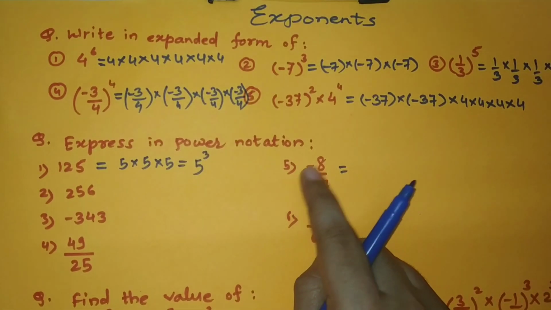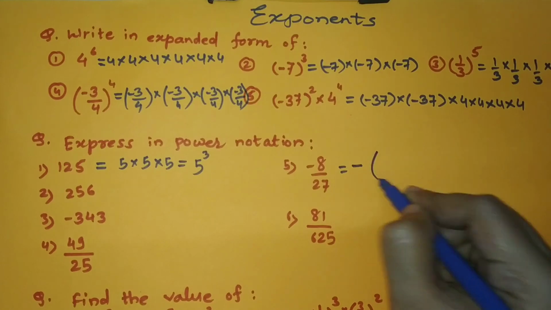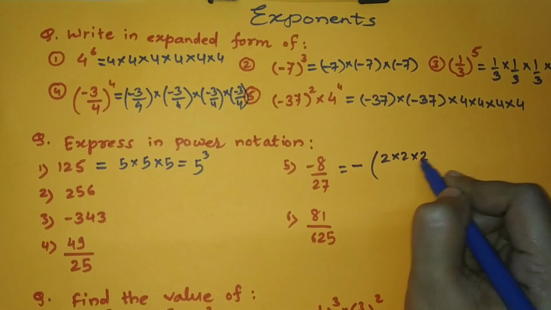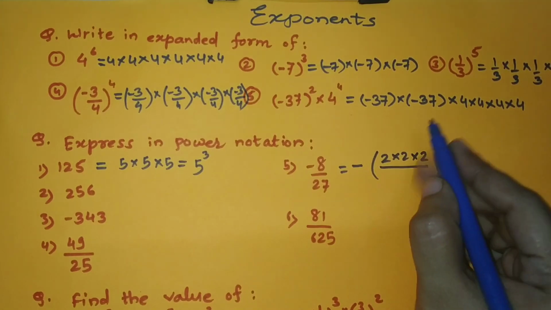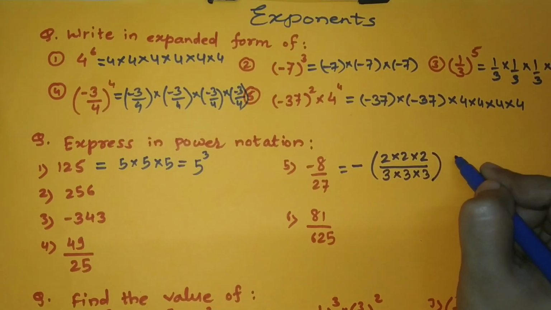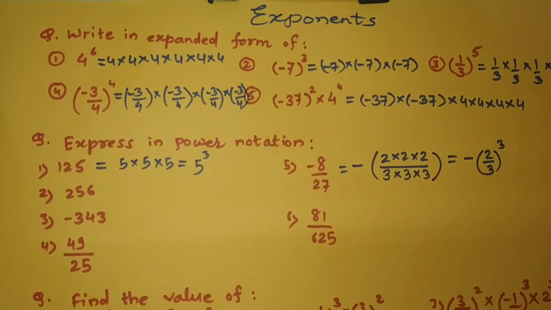Next, friends, you need to write minus 8 upon 27. So we'll write minus outside, and inside, 8 is nothing but, in terms of power of 2, you can write 2 into 2 into 2. And 27 you can write, that is 3's cube, 3 into 3 into 3. Friends, you can write minus 2 by 3 whole cube.